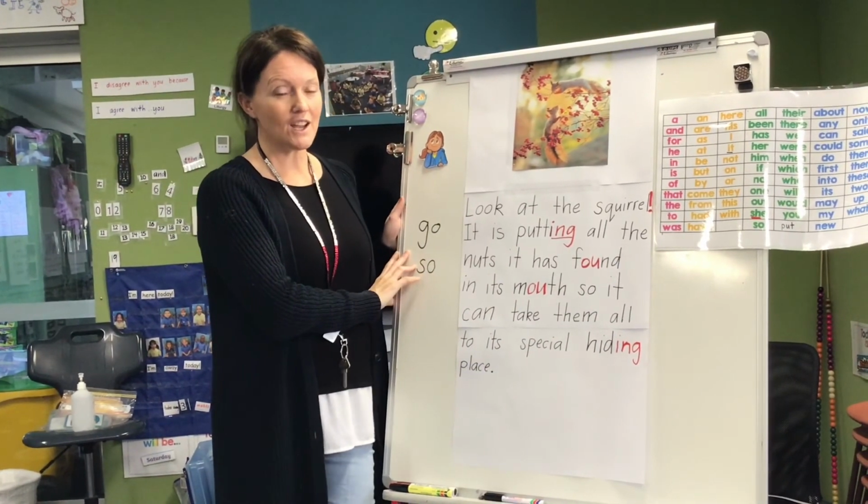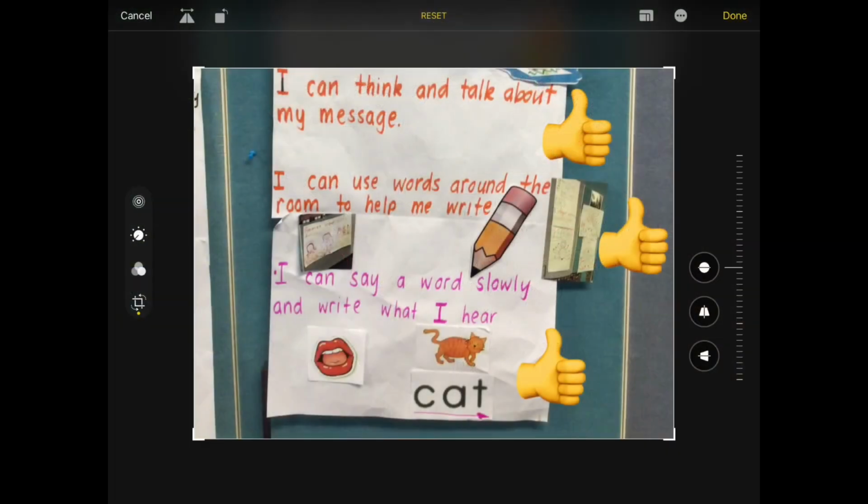Now it's time to check if I was successful. I gave myself a thumbs up because I did think and talk about my message. I did use words around the classroom to help me write today, so that's a thumbs up. You might like to use words around your home, in your readers, or on your word card to help you write. And I did say words slowly and write the sounds that I could hear.